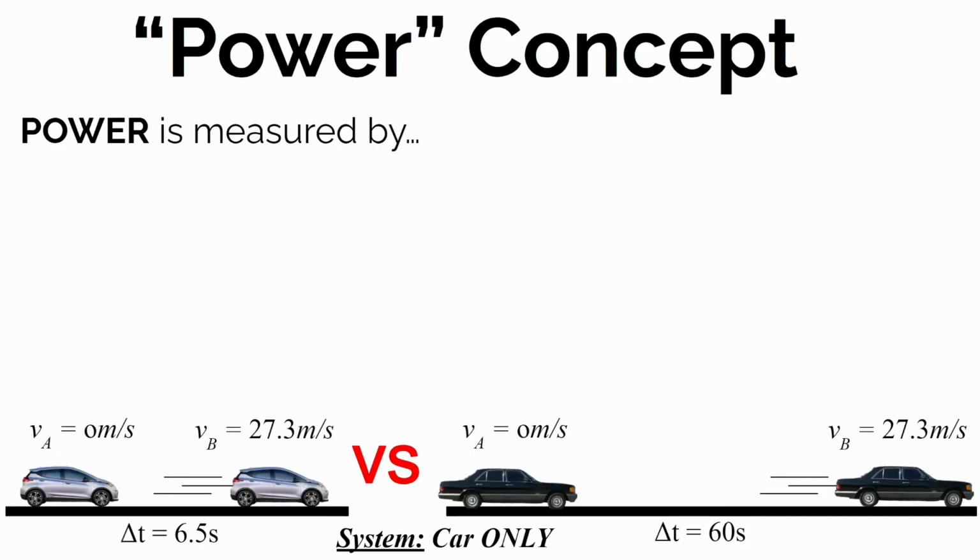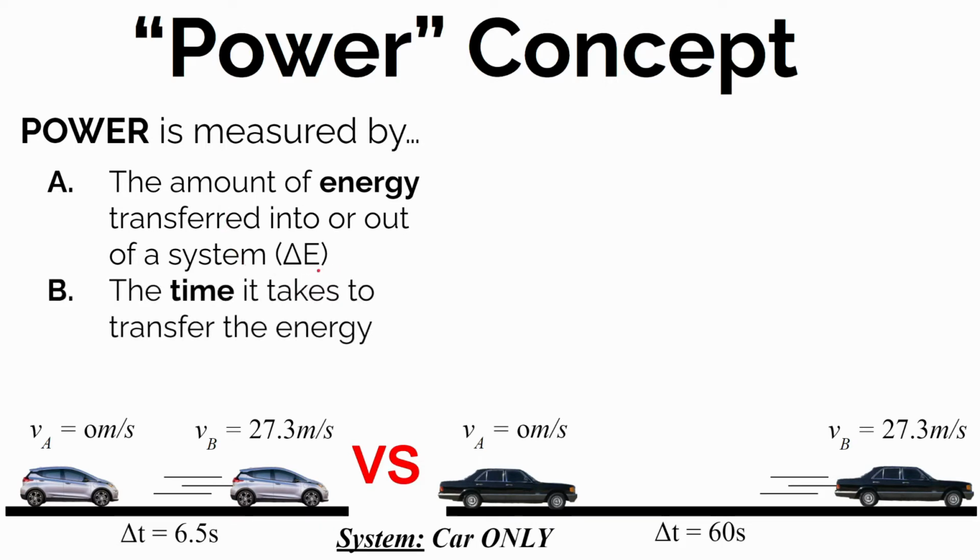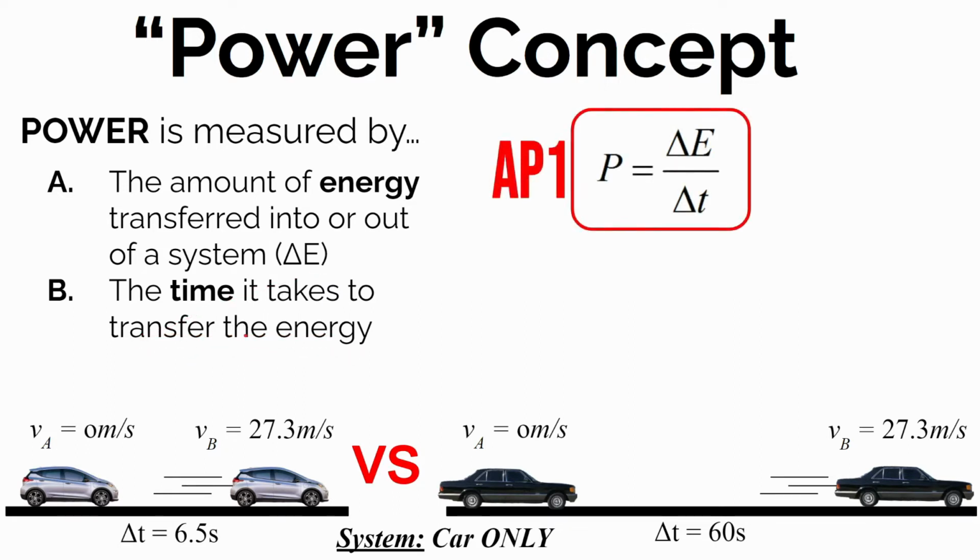The word power is something that we have a very specific meaning for, and power in physics is measured by two things. One, it's the amount of energy transferred into or out of a system, so we'll call that delta E. And the second thing that power depends on is how much time it takes to transfer that amount of energy. The equation that we use to calculate the power of something is power, or P, is equal to the change in energy divided by the change in time.